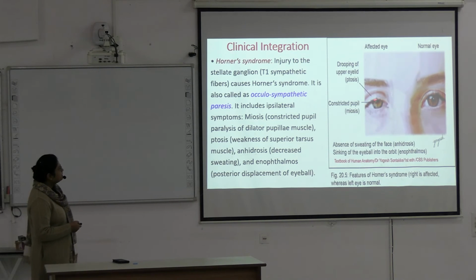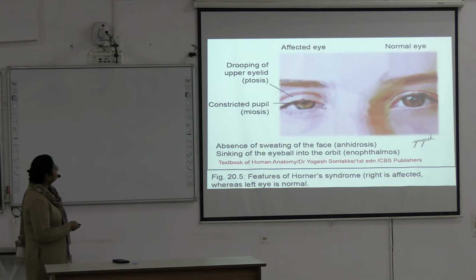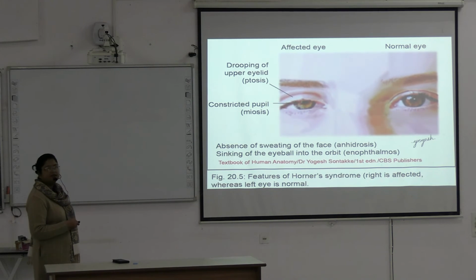Here you can see the constriction of the pupil, drooping of the upper eyelid, that is ptosis, and also you will see anhidrosis and enophthalmos. You can see this is the normal side. You can see the eyeball prominently. Here it is pushed posteriorly, enophthalmos. So in the last view, you can see ptosis, miosis, constriction of pupil, anhidrosis, and enophthalmos.